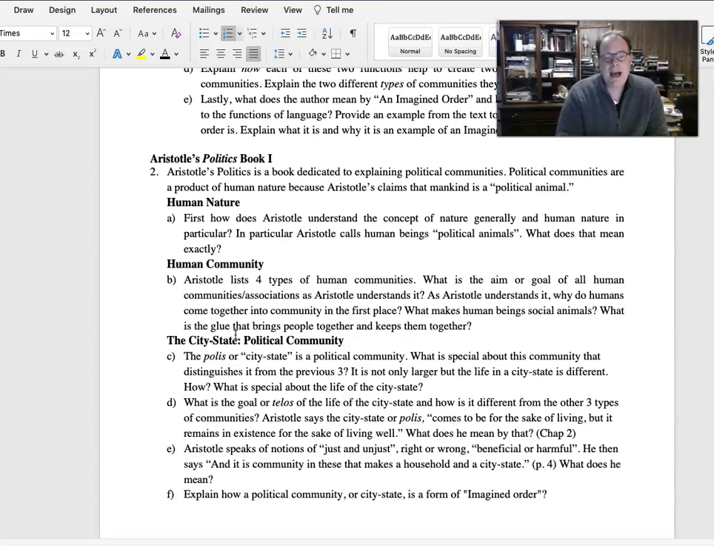First, how does Aristotle understand the concept of nature generally and human nature in particular? In particular, Aristotle calls human beings political animals. What does he mean exactly?